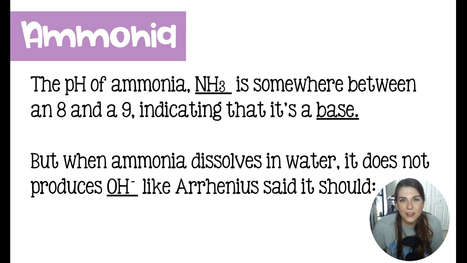Okay, an example of this is ammonia, NH3. Ammonia has a pH somewhere between 8 and 9. And that's fine, except a pH of 8 or 9 would mean that ammonia is a base. But Arrhenius said that bases should give an OH minus, or a hydroxide ion, when they dissolve in water. And ammonia doesn't do that. Ammonia doesn't even have an oxygen. How could it possibly donate to the solution a hydroxide ion?